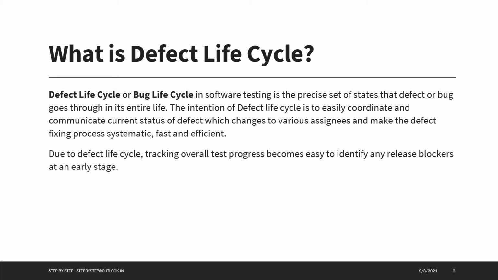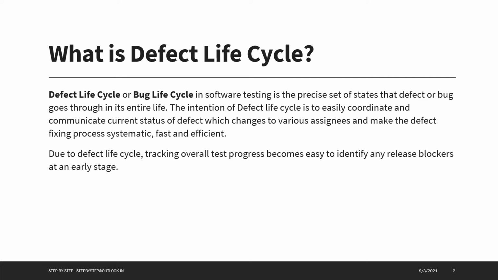A defect lifecycle, or we can say bug lifecycle as well, in software testing is the precise set of states through which the defect goes in its entire life. The intention of the defect lifecycle is to easily coordinate and communicate the current status of a defect with changes to various assignees, and make the defect fixing progress systematic, fast and efficient.